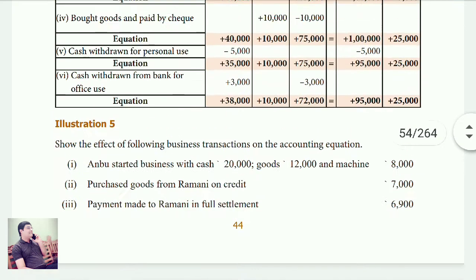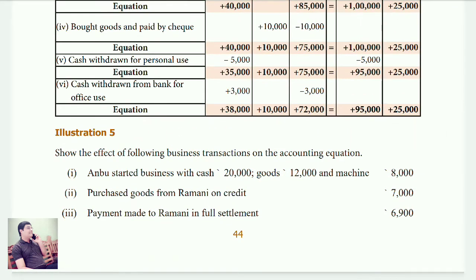That is illustration 5. Now see the illustration 5. Here it has been mentioned, show the effect of the following business transaction on the accounting equation. First point is Anbu started business with cash 20,000, goods 12,000 and machine 8,000. This sum they had been asked in the half-yearly examination of 2019.